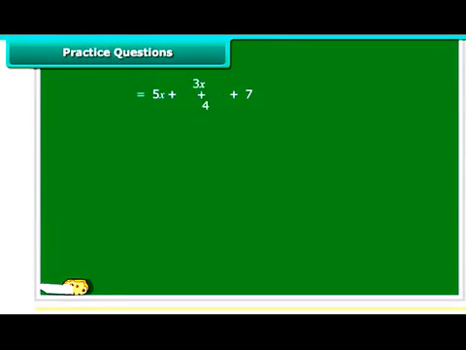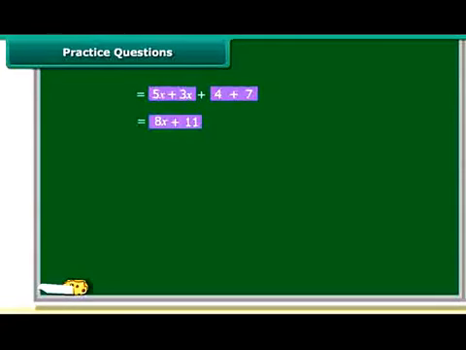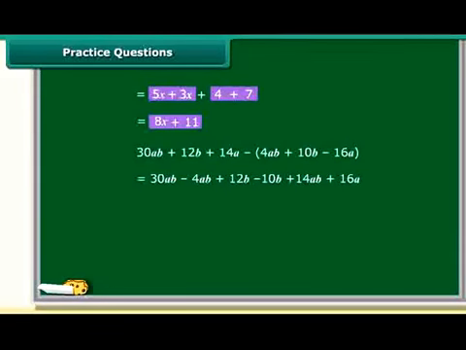Identify like terms here, then add them. So, 5x and 3x are like terms, and so are 4 and 7. Further, adding 5x and 3x, the sum is 8x. Adding 4 and 7 is equal to 11. Therefore, the sum is 8x plus 11. Now, the question is to subtract 4ab plus 10b minus 16a from 30ab plus 12b plus 14a. We have to use the same criteria as we have used for the addition. Bring the like terms together, taking into consideration the sign of the terms.